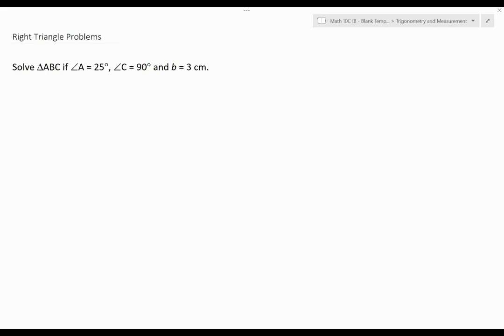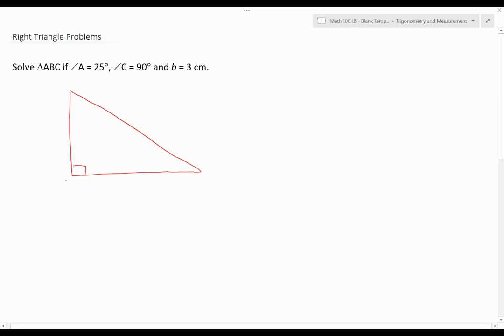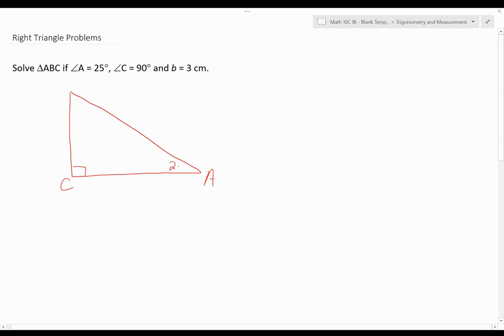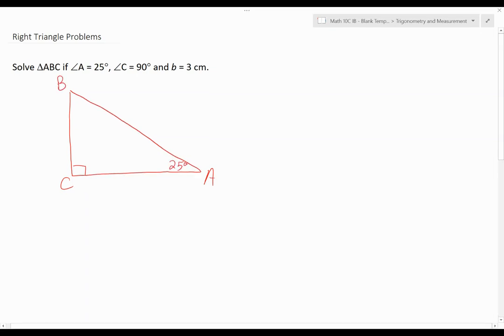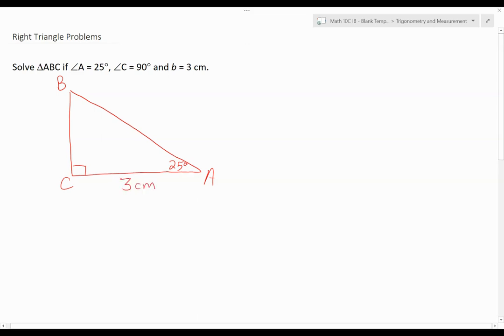So let's start here with triangle ABC. We know that angle C is 90 degrees, so I'm going to put C here. A is 25 degrees. The other corner must be B because it's triangle ABC. And side b is 3 centimeters. Remember that side b has to be opposite to angle B. And then the other sides will be lowercase a and lowercase c.